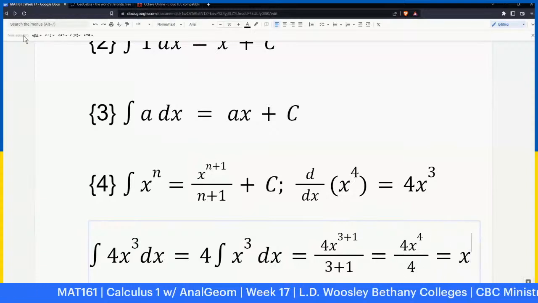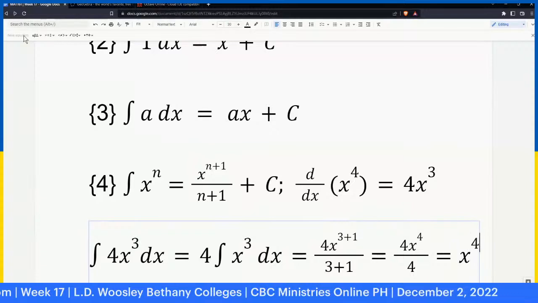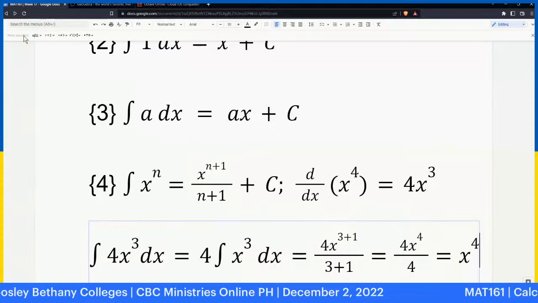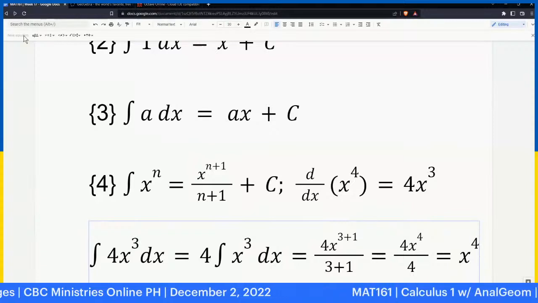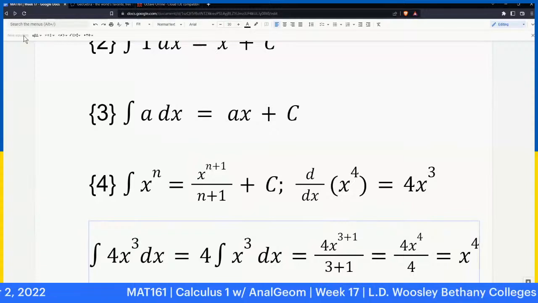So we go back to our original. Of course, this is plus c. Plus c still, because there could be other integrals. All right, guys, make sense?